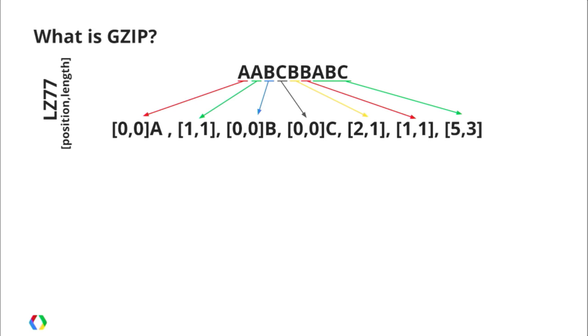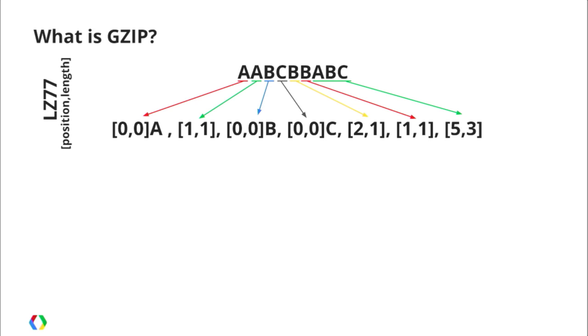Now B, we haven't seen any B's before, so we have to output 0, 0, and C, same thing, 0, 0. But now we've reached another B. So it's going to start scanning backwards and finds the last B we encountered in the stream was 2 symbols ago, and again, we only want a length of 1.